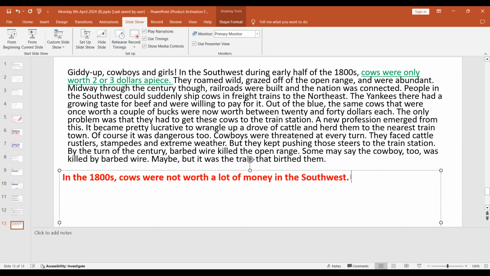And also the emergence of cowboys to be able to supply that, right? So in the 1800s, cows were not worth a lot of money in the Southwest.